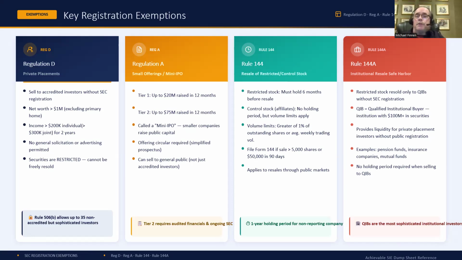Then we have control stock. Control stock is stock that goes to affiliates. That means somebody who works for a broker-dealer or for the firm or is a shareholder of over 10%. That's control stock. If you have control stock, whether you bought it pre-IPO or post, when you sell it, you have to do the dribble rule, which is the greater of 1% outstanding or 4 weeks trading volume, and you can only do it 4 times a year.